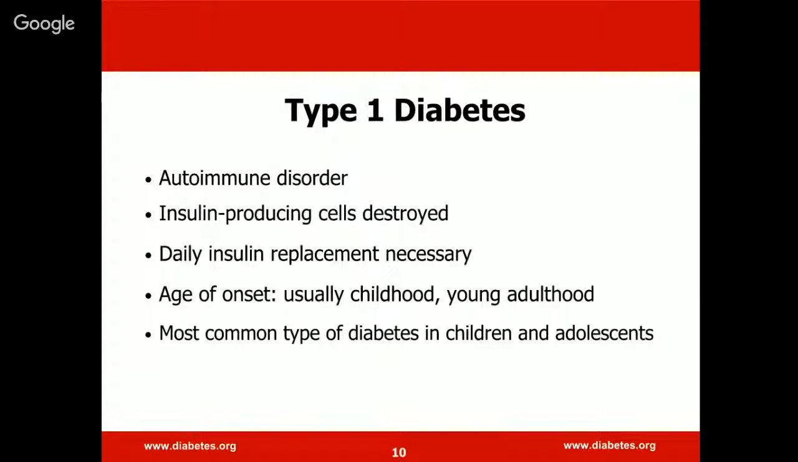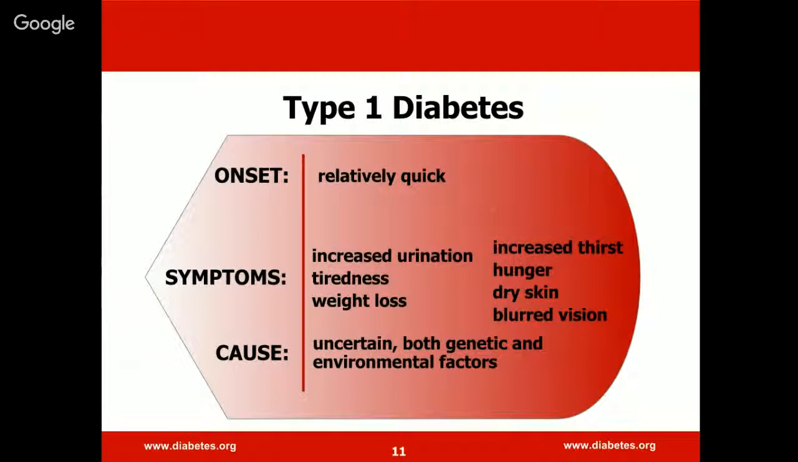When we talk about type 1 diabetes, as was mentioned in the video, we might be talking about an autoimmune disorder, where insulin-producing cells are destroyed and daily insulin replacement is necessary. If you're talking about age of onset, it could usually begin in childhood or young adulthood. It's the most common type of diabetes in children and adolescents. The onset could be relatively quick. Before you know it, you could have some of these symptoms: increased urination, tiredness or weight loss, increased thirst, where you're just thirsty during the day, increased hunger, dry skin, blurred vision. And what's the cause? Sometimes it's uncertain. Sometimes it's both genetic and environmental factors.